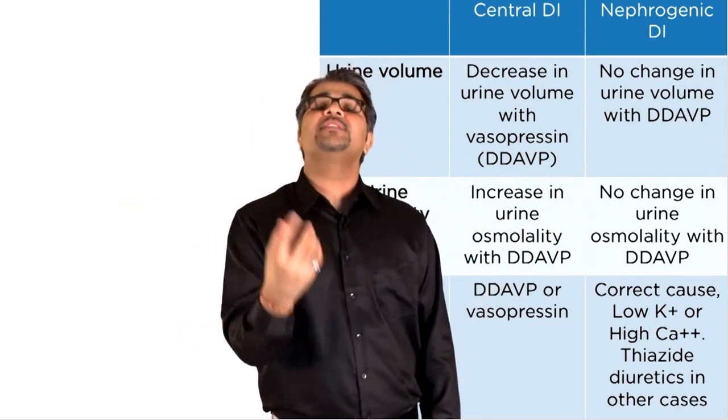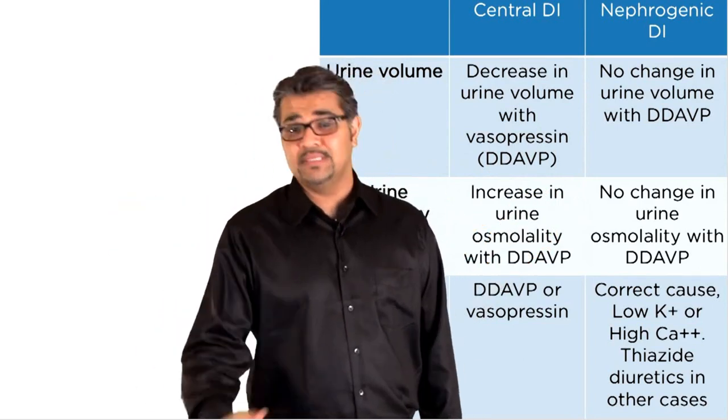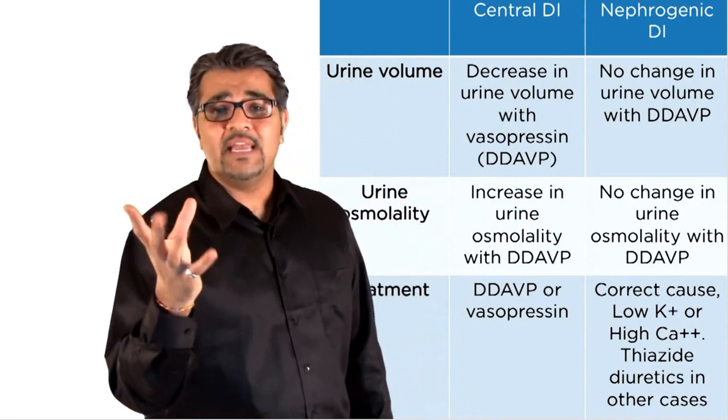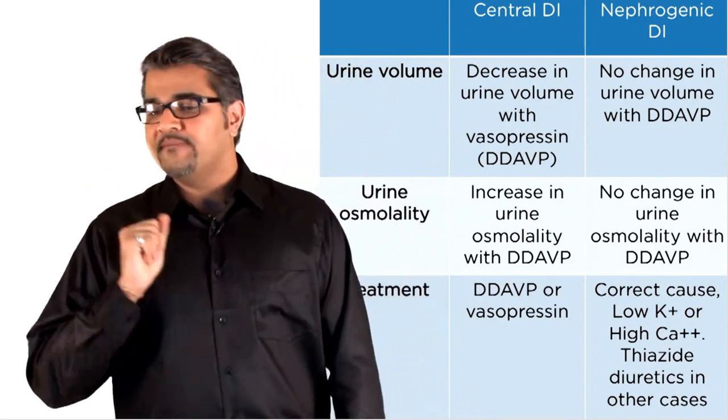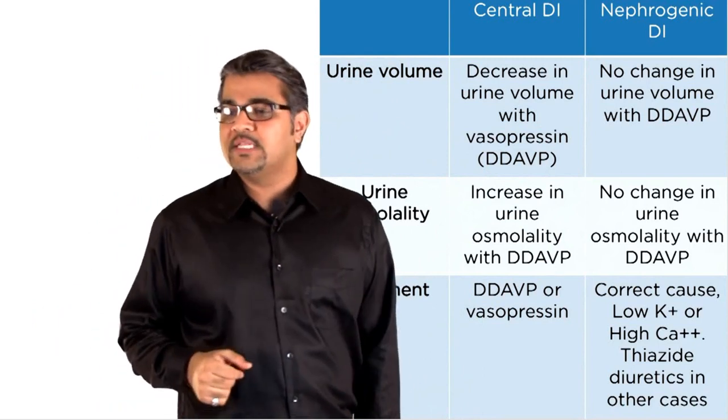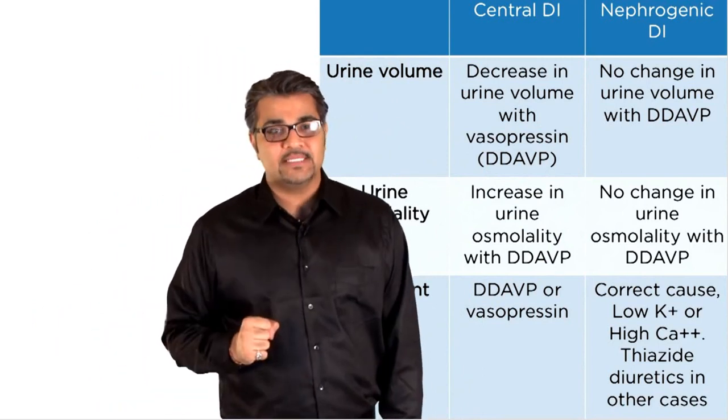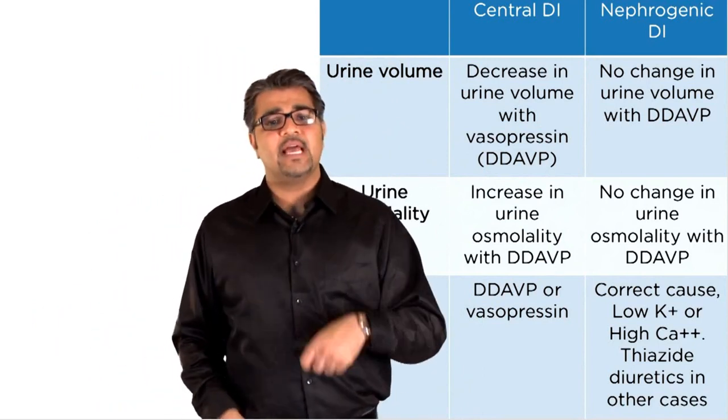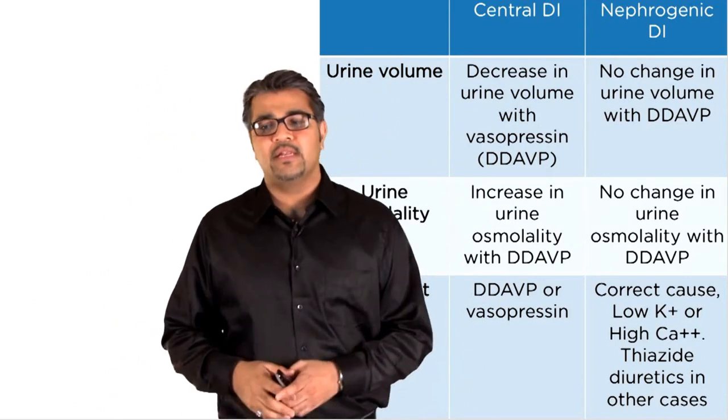So how do you treat someone with nephrogenic diabetes insipidus? Because we know that through giving DDAVP, I can distinguish the two. Very straightforward. Correct the underlying cause. That's right. If they have low potassium, give them potassium. If they have high calcium, give them a thiazide or a diuretic, and other causes.